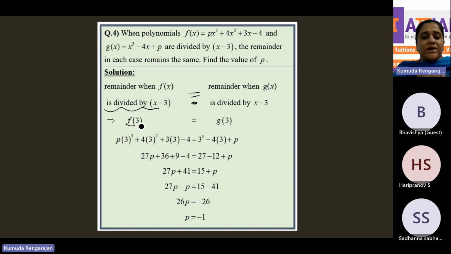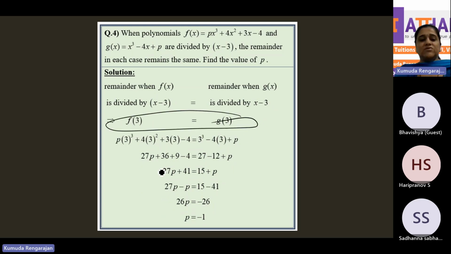Okay. So now how do you find f of 3? In f of x, wherever there is x, use 3. And that's how you get this. This is equal to g of 3, meaning in g of x, wherever there is x, use 3. And you'll get this one. Work that and solve and find the value of p. See, I'm interested in constructing this equation. If you construct this equation, it's very easy to substitute and solve. Yeah, please do it.